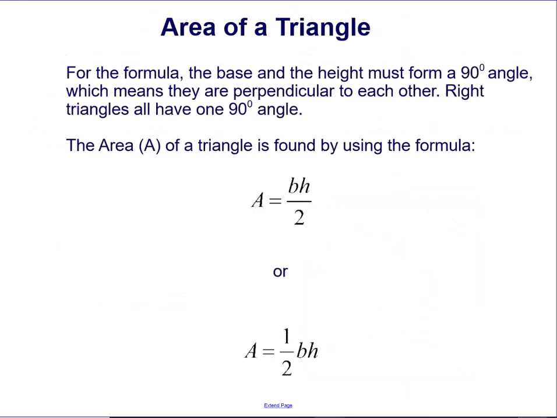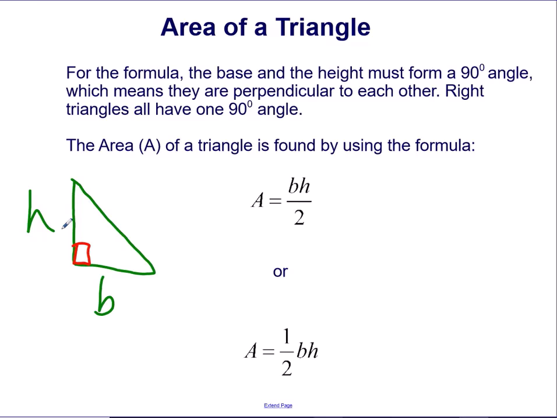For the formula, the base and the height must form a 90-degree angle, which means they are perpendicular to each other. Right triangles all have one 90-degree angle. So when I draw my right triangle, I represent this by drawing a square in the corner to show that that is the right angle. And then I know that this is my base and this is my height.